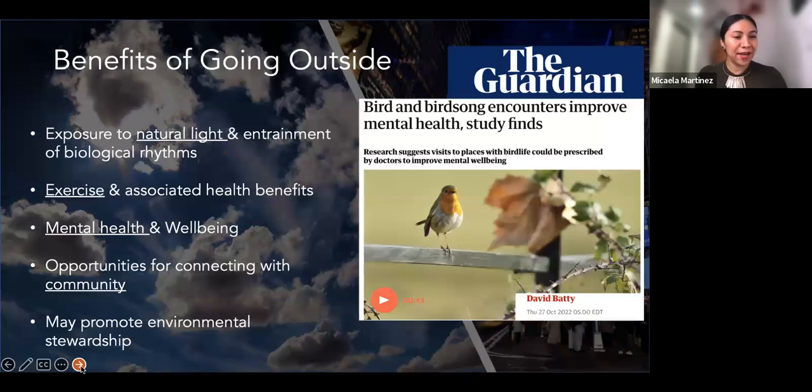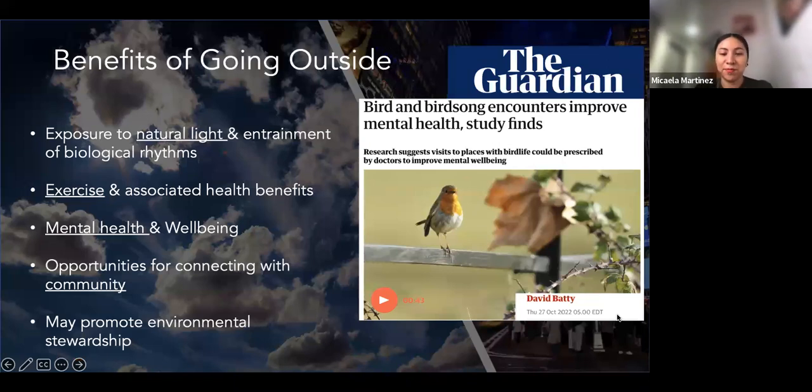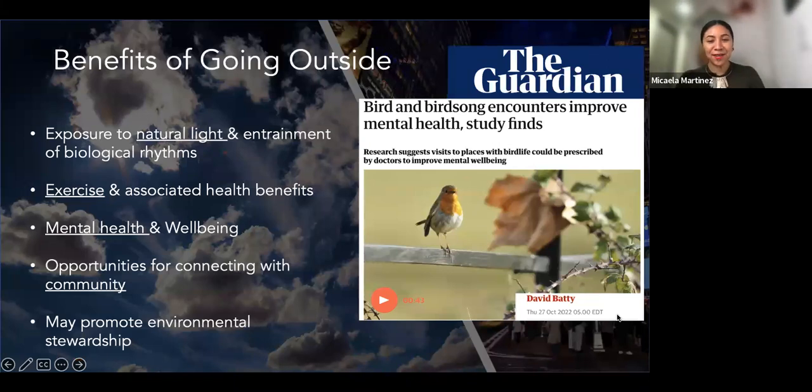And so in order to put this in a little bit broader perspective in terms of, well, what does this mean for our health? What should we be doing in terms of light exposure or getting outside?